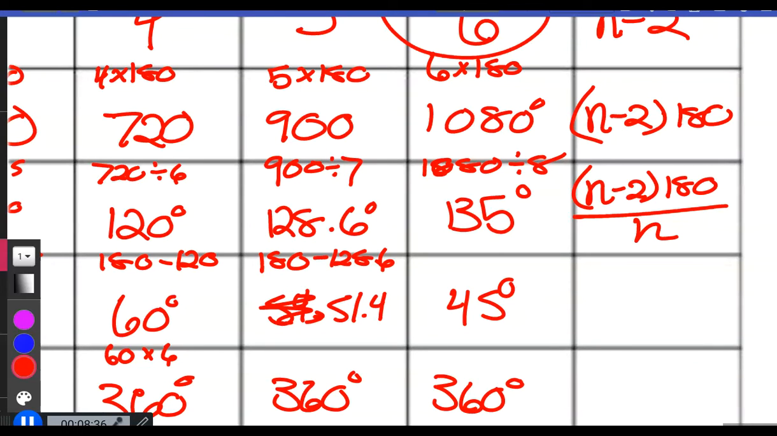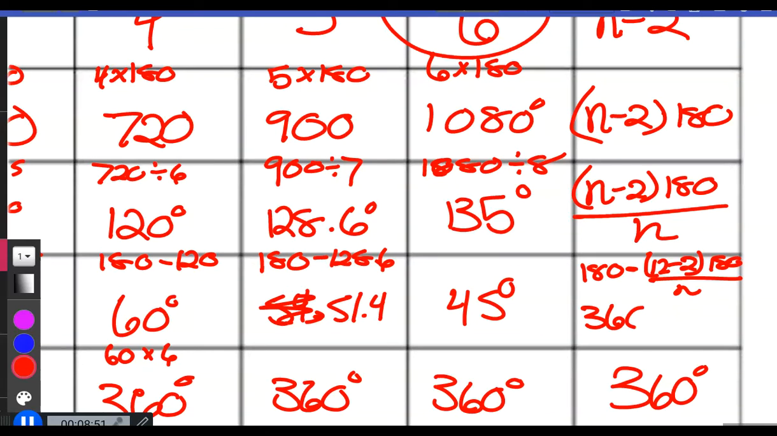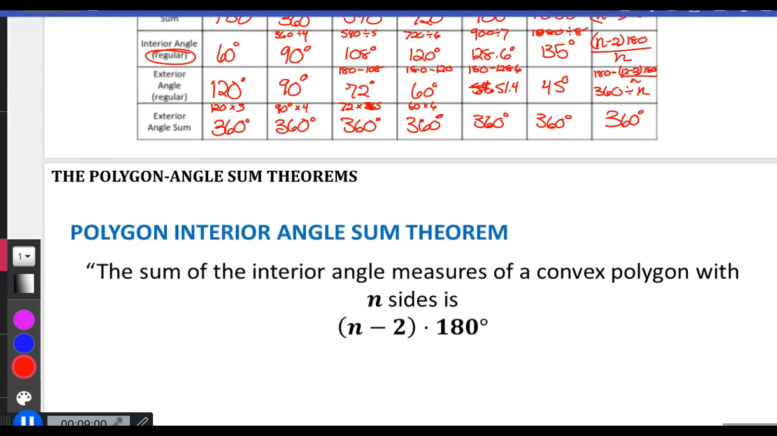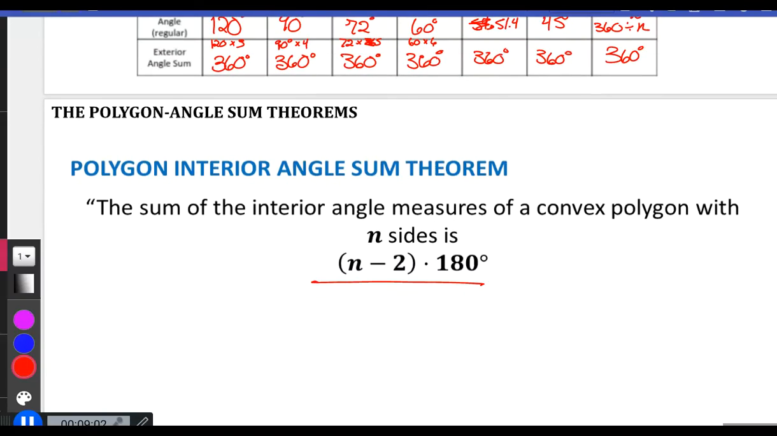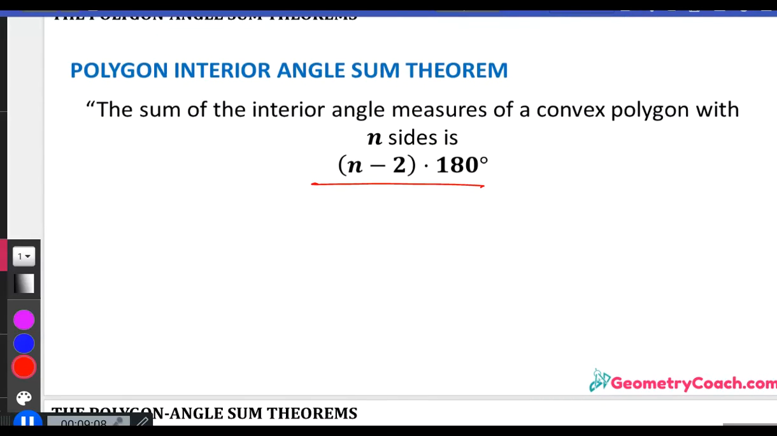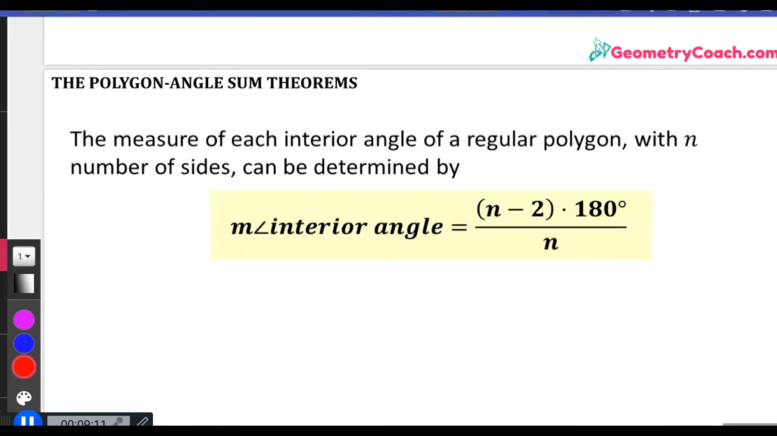Exterior angle, there's 2 ways you can do it. We can do 180 minus the interior angle. Or, remember the exterior angle sum is always 360. So we can do 360 divided by the number of angles. Okay, so there's your full chart. Here's your formula. This is the exact same formula we wrote above. See, right here. n-2 times 180. This is the same formula for the individual interior angle. You take the exterior angle sum and divide it by the number of angles.